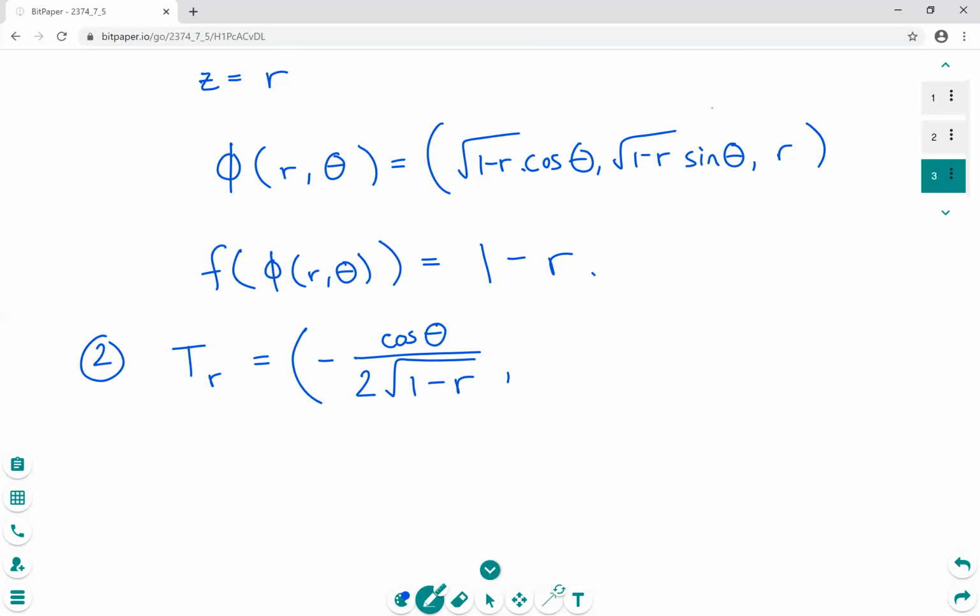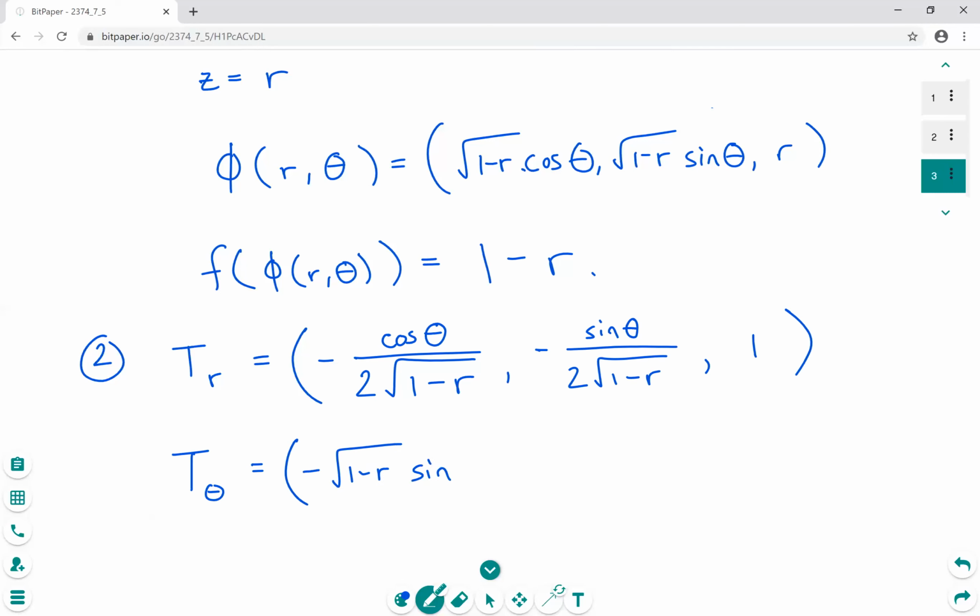Same thing is going to happen over here. Square root of 1 minus r, again, is what we're taking the derivative of. So we get negative sine theta divided by 2 square root 1 minus r, and then the sine theta just stays. And of course, the derivative of r with respect to r is 1. Now T theta. This one's a little easier. So cosine theta we know goes to minus sine theta. And sine theta goes to cosine theta. And r goes to 0.